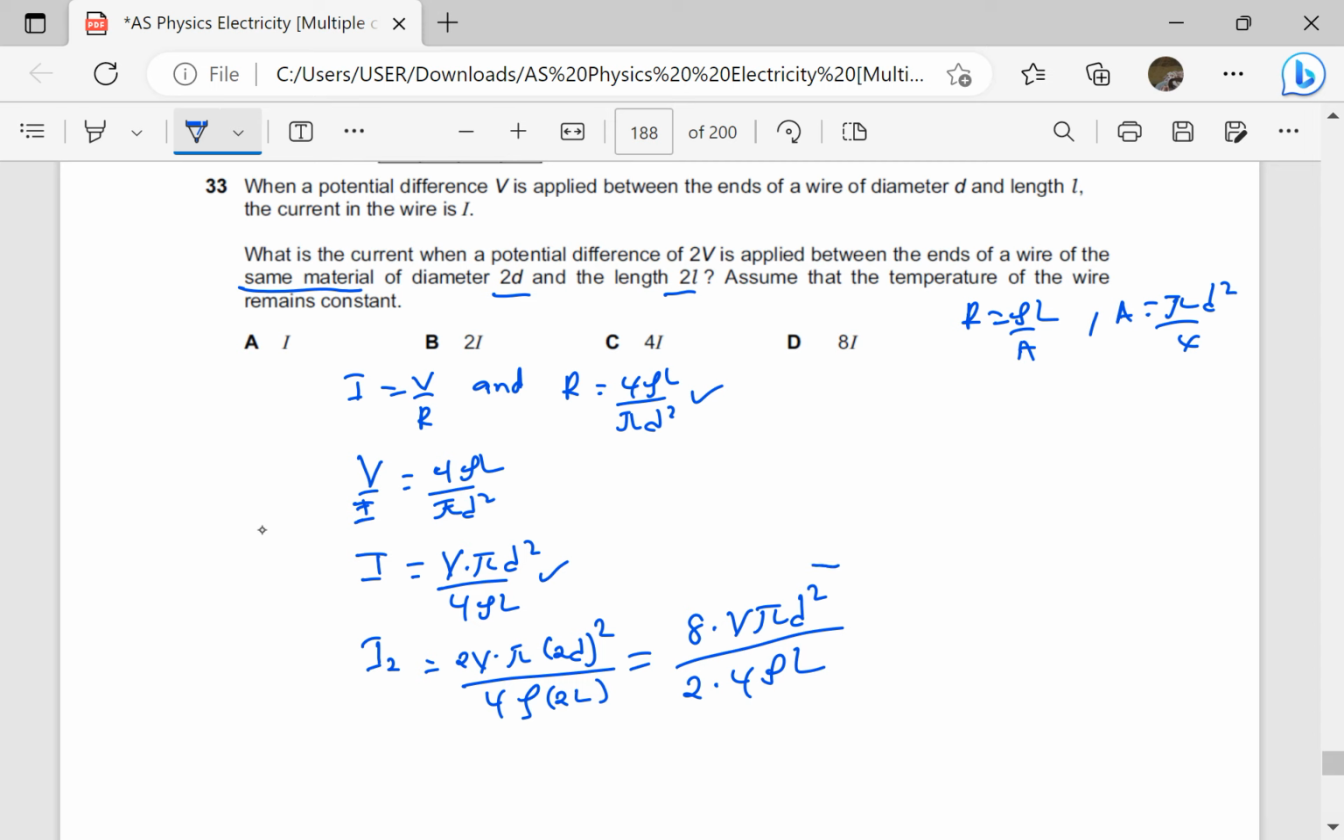Why have I done this? It's because I know that this ratio here is I. So this gives me 8 over 2, which is 4 times I. So the answer is going to be C, which is 4I.